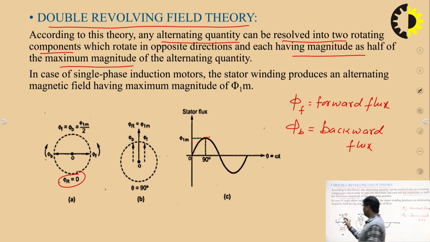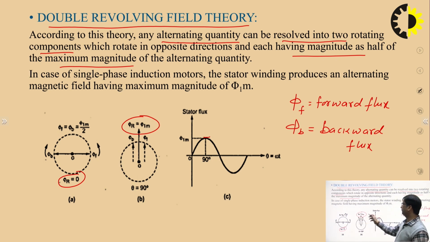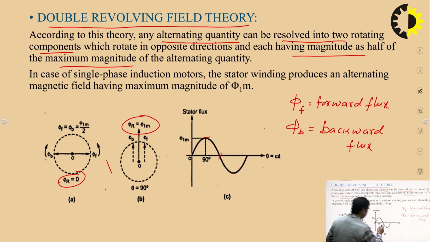So at this position, when they are in the same direction, they will add each other, and the resultant will be the total flux, that is phi 1 m, the maximum value. And similarly, at different positions, this flux will be rotated like this. Now at an angle equal to 180 degrees, it will be in a different position.